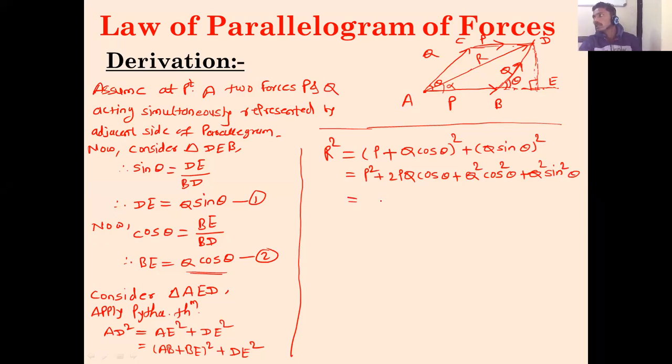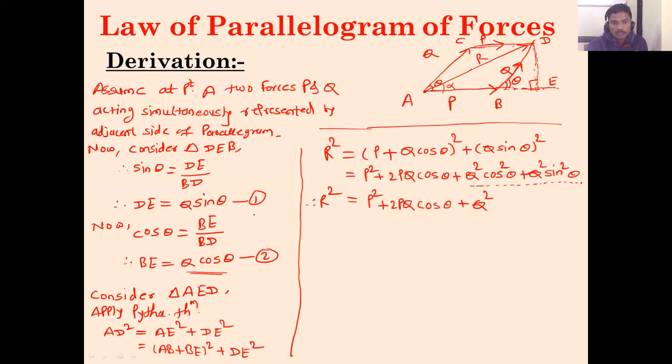Can we simplify here? Cos square theta plus sin square theta. Taking Q square common, cos square theta plus sin square theta is equal to 1. So here P square plus 2PQ cos theta plus, shall I write directly, Q square. Directly Q square. So are you able to see? Once we take Q square common in the bracket, it is cos square theta plus sin square theta, and its value is 1. So this is the value of R square.